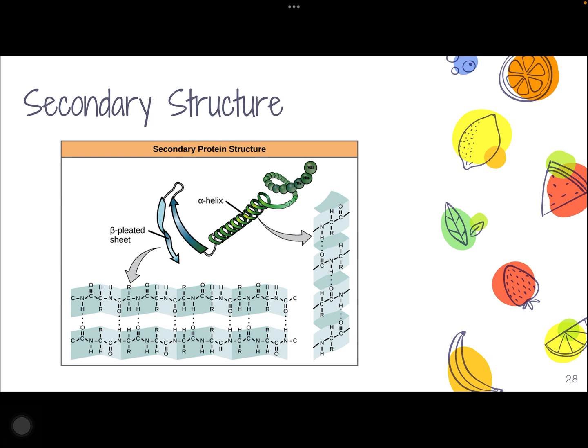An example of this is here: your alpha helix forms a helical structure which shows like a coil. Your beta pleated sheet is folded. You can see here that it's like pleated. It is not like your alpha helix that is coiled towards itself. This one is pleated, which means that there is just a turning around itself once.